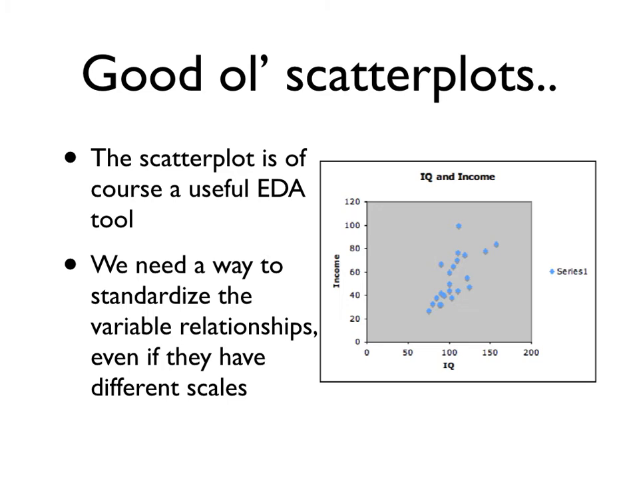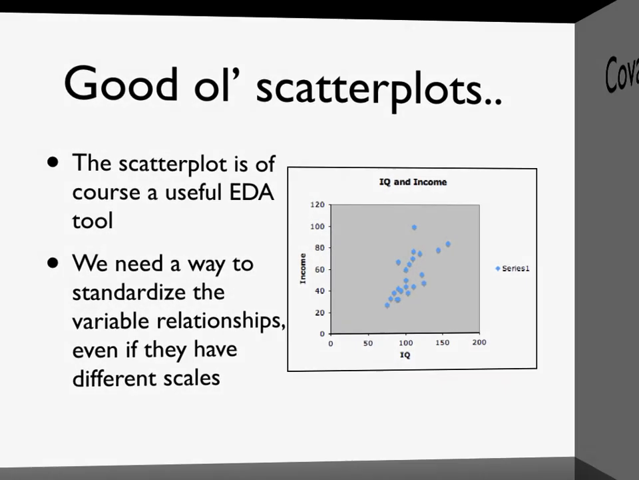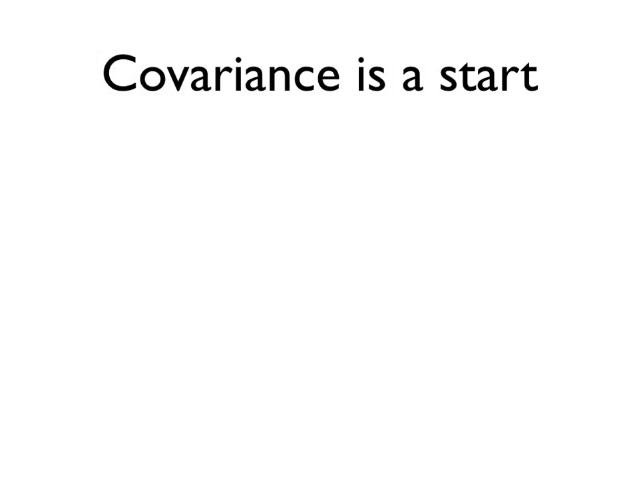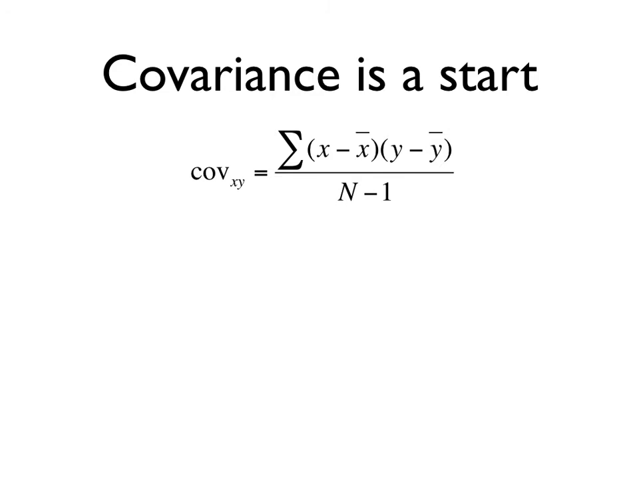So even if they have different scales, and they almost always do. Okay. One way to start this is something called covariance. The covariance of x and y, that's how much variance two things share, how much two variables covary.